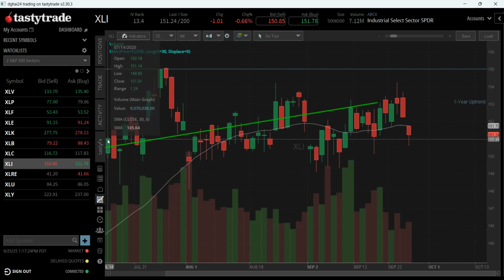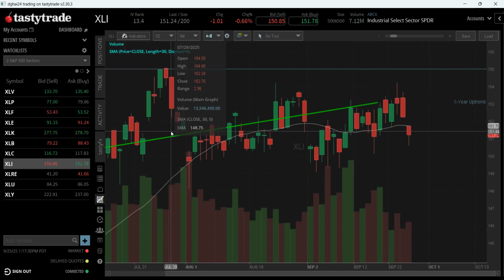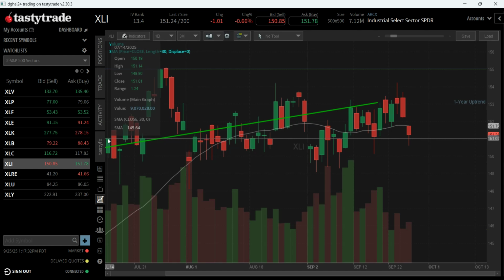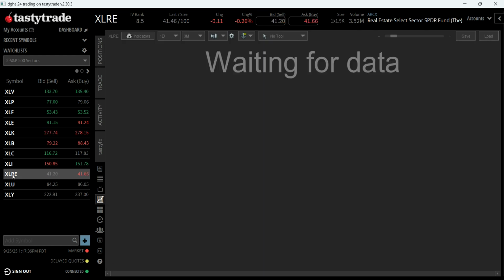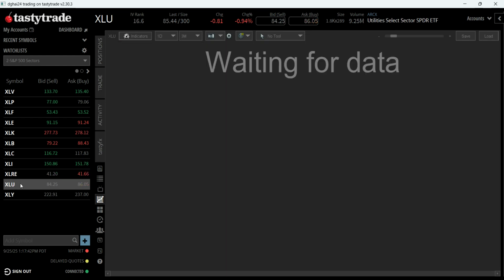XLI, that closed here back on July 14th at 151.01. Today it closed at 151.24, so up 23 cents over 3 months. So that's basically sideways, not too exciting. Real estate, same situation. That's actually on a downtrend as of today now, 3-month downtrend.